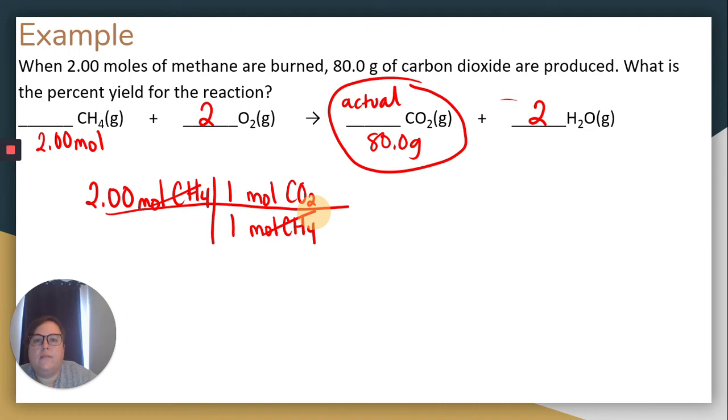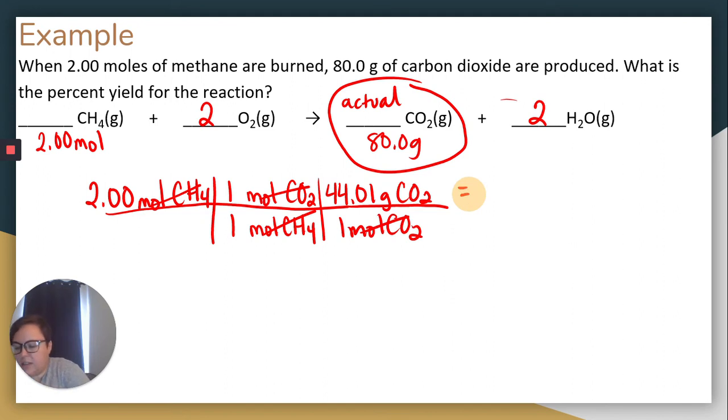Now, the unit of my theoretical has to match the unit of my actual. So since the actual is given to us in grams, we're going to convert the moles to grams. So now we're going to say 1 mole of CO2, 44.01 grams. So then we can calculate how much theoretically we should have gotten. And we want to use our significant figures, so we want 3. So that would be 88.0 grams of CO2. So this is your theoretical.